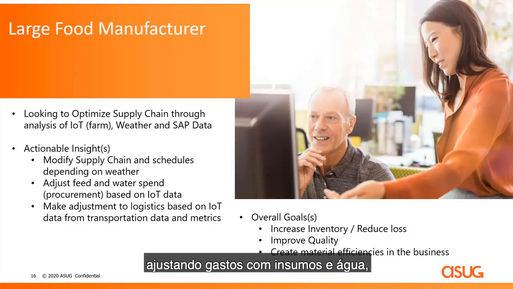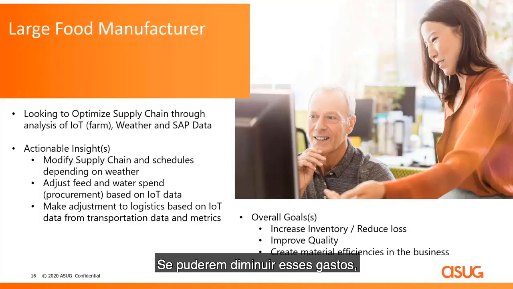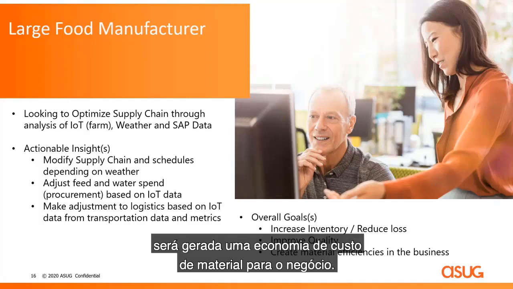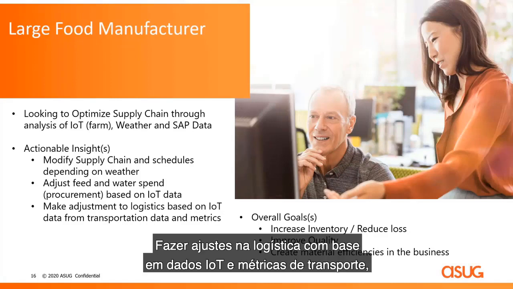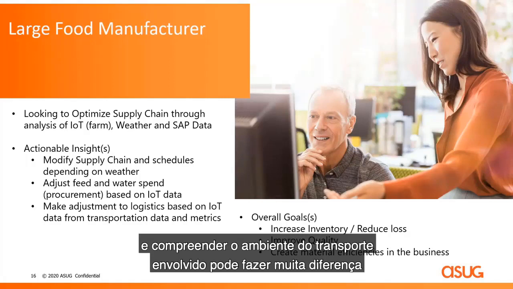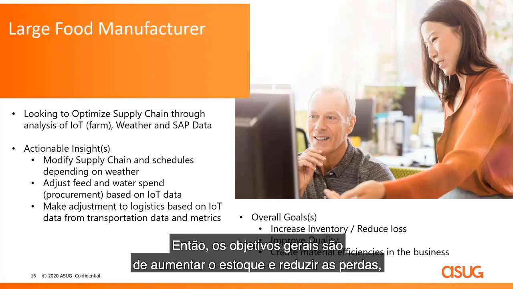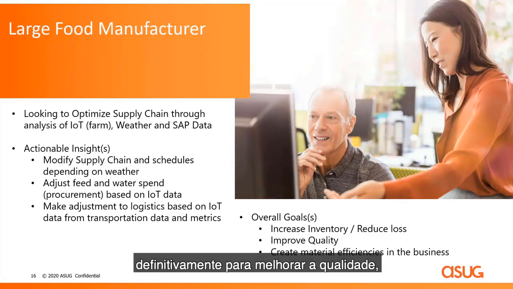Adjusting feed and water spend, which essentially is procurement for them, based on the IoT data. If they can decrease those spends, it's going to generate a material cost savings for the business. Making adjustments to logistics based on IoT data and transportation metrics. Again, while moving product from one facility to the next, understanding the environmentals of the transportation involved could make a lot of difference in getting the product successfully from point A to point B. So the overall goals are either to increase inventory and reduce loss, definitely to improve quality, and create material efficiencies in the business. Stuff that's actually going to hit the bottom line.